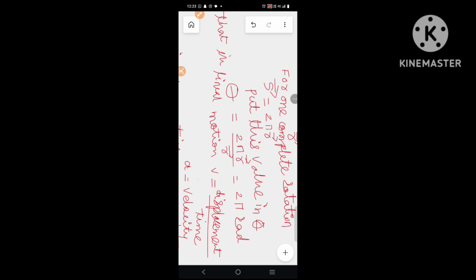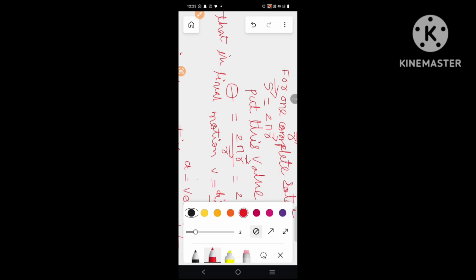R vector gets cancelled. Theta equals 2π. 2π is the value of theta, and that is measured in radian. In short form, it is written as rad. Rad means radian. So theta here is a vector quantity.